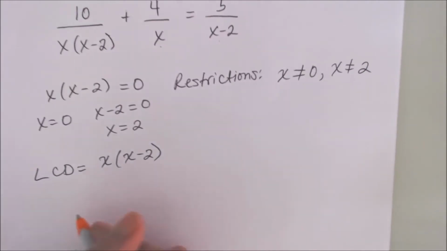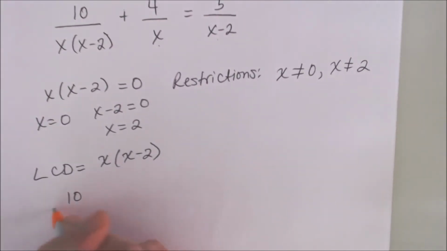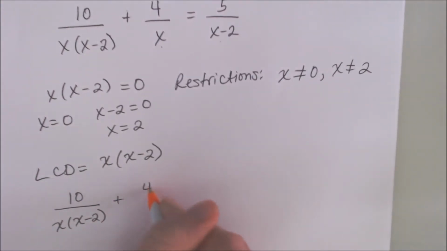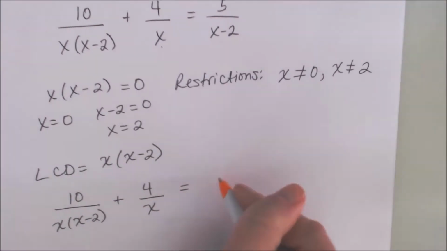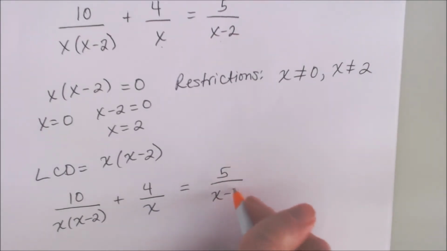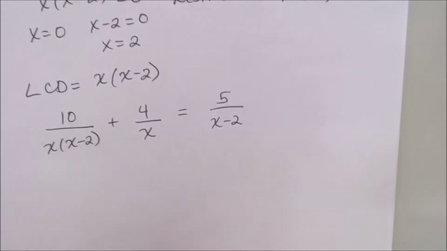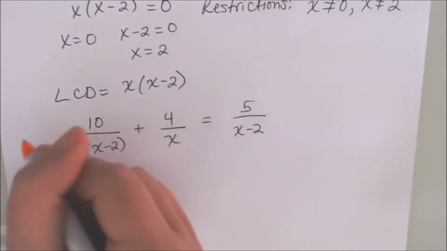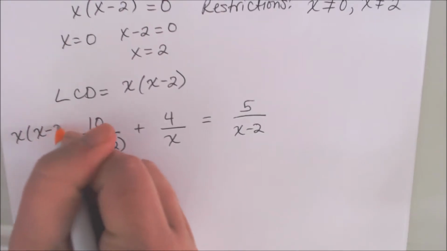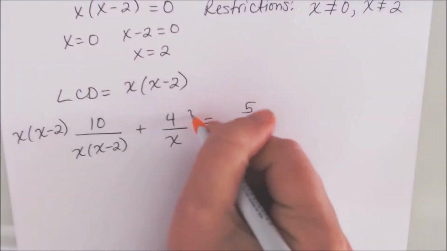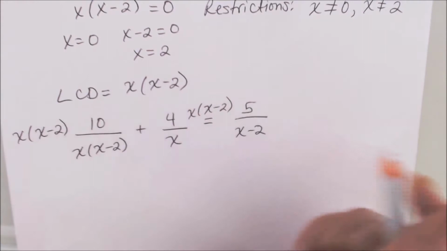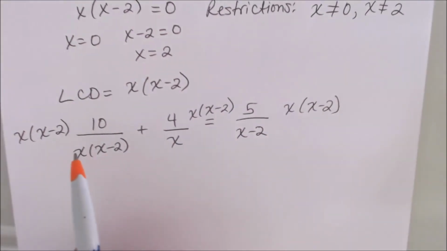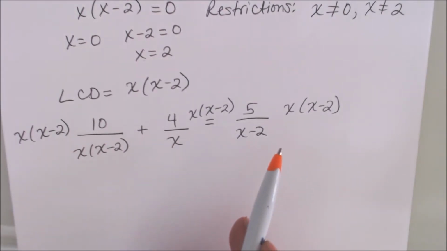I'm going to come down here so I have a little more space. I'm going to rewrite the problem again. So we have 10 over x times x minus 2 plus 4 over x equals 5 over x minus 2. Remember, to clear the fractions, we want to multiply every fraction up there by this LCD term. So I'm going to multiply the first fraction by x times x minus 2, the second fraction by x times x minus 2, and then the third fraction by x times x minus 2. The reason we're allowed to do this is because we're doing it to everything on both sides of the equation.